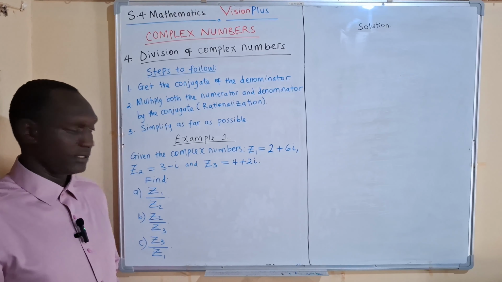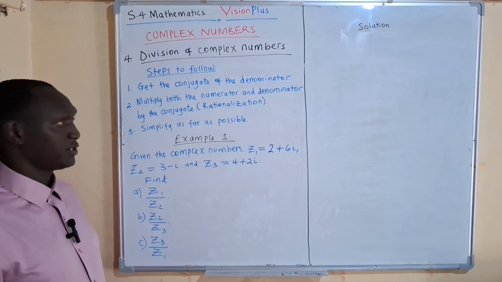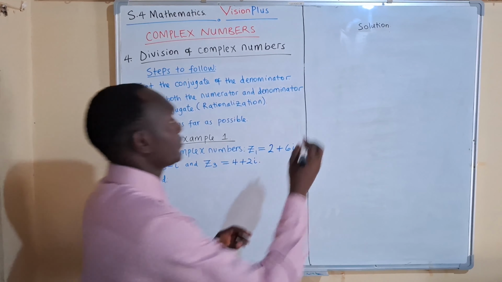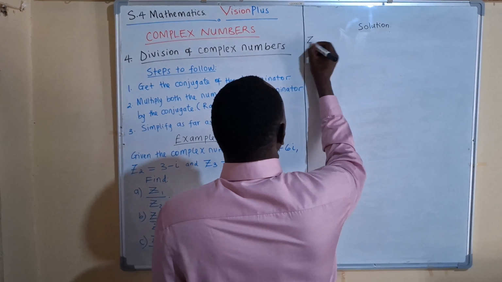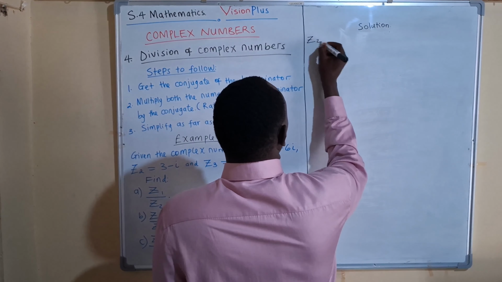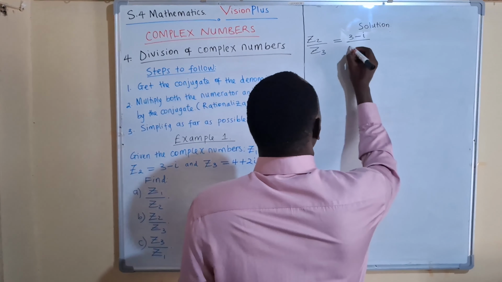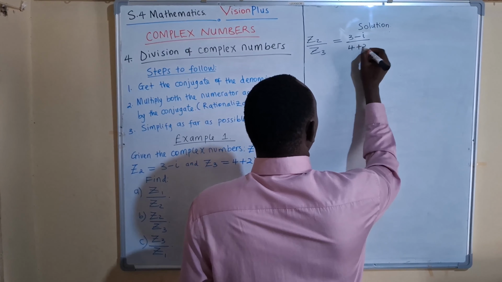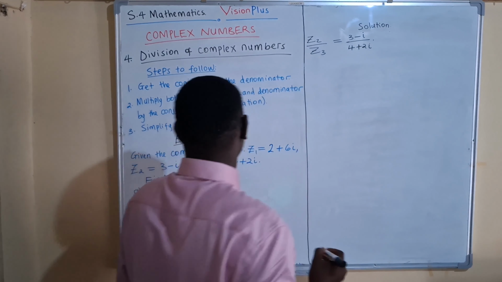And going to part B, which is Z2 divided by Z3, we shall say Z2 divided by Z3 equals, let's substitute. What is Z2? Z2 is 3 minus i. 3 minus i divided by Z3, which is 4 plus 2i.